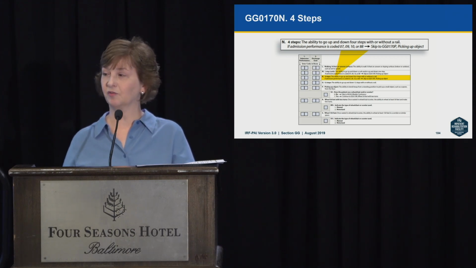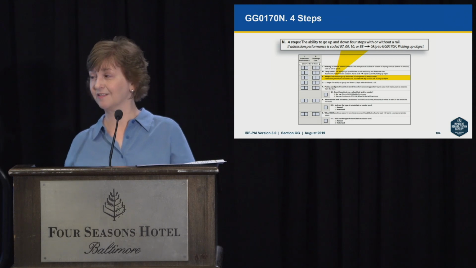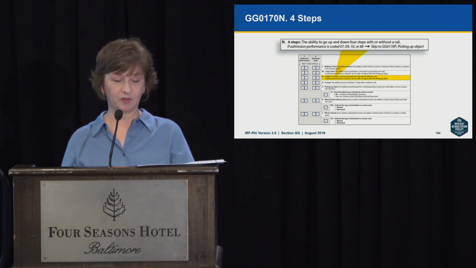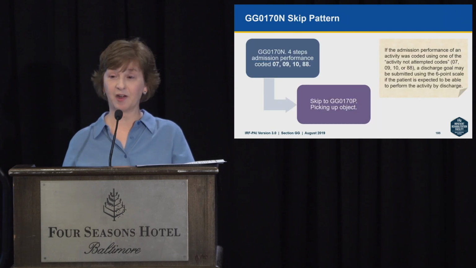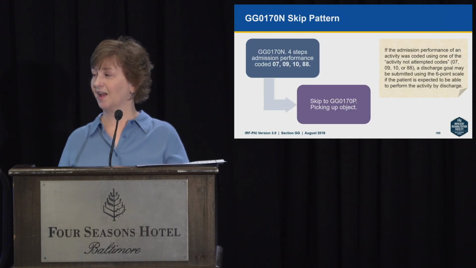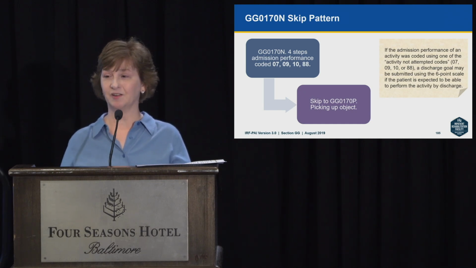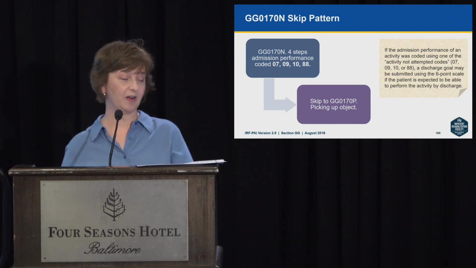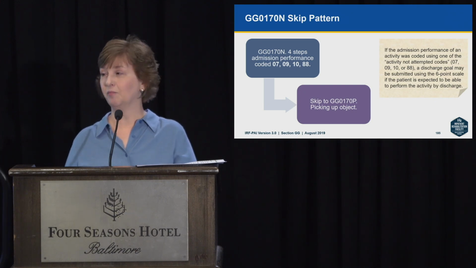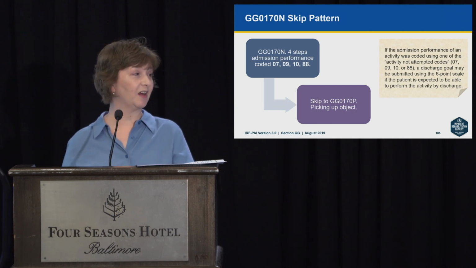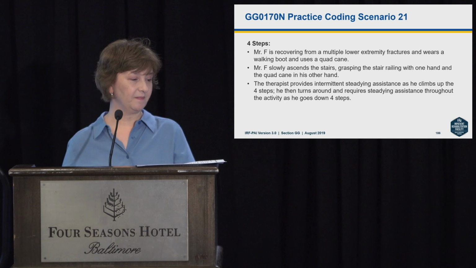Somebody may certainly use a railing if that's available, or an assistive device, or both a railing and an assistive device. Again, similar to the skip pattern related to 1 step, if somebody's not able to go up and down 4 steps, we believe they probably are not able to go up and down 12 steps, so you will skip over that one 12-step activity. You may still enter a goal for 4 steps, even if that 4 steps item gets coded one of the activity not attempted codes.